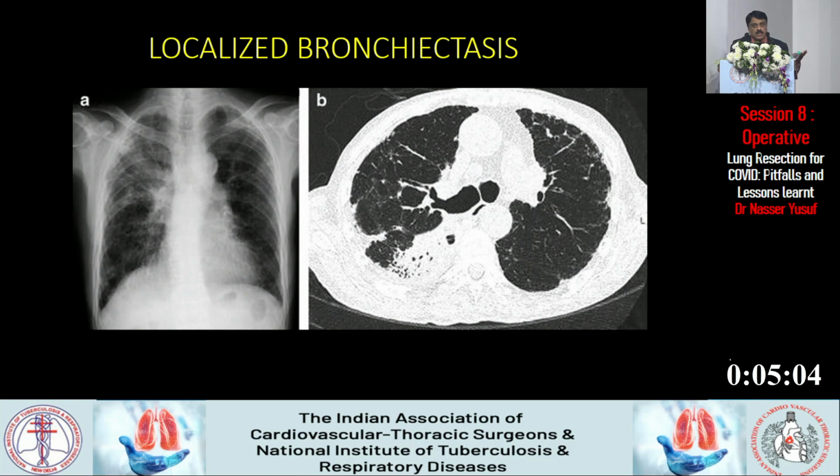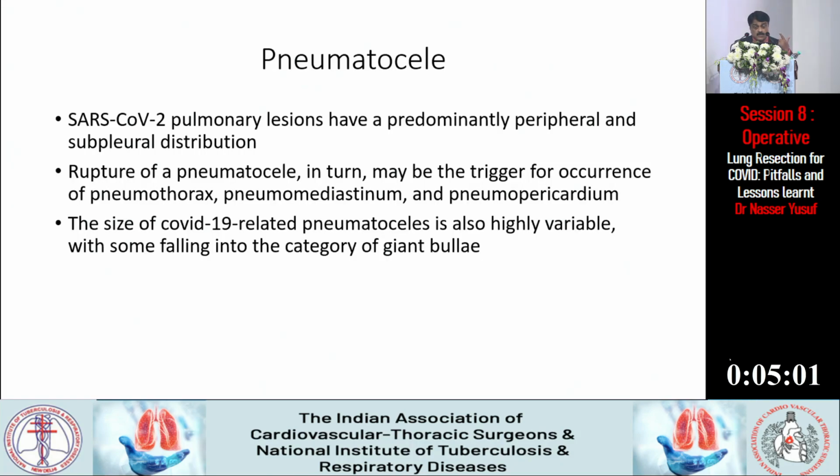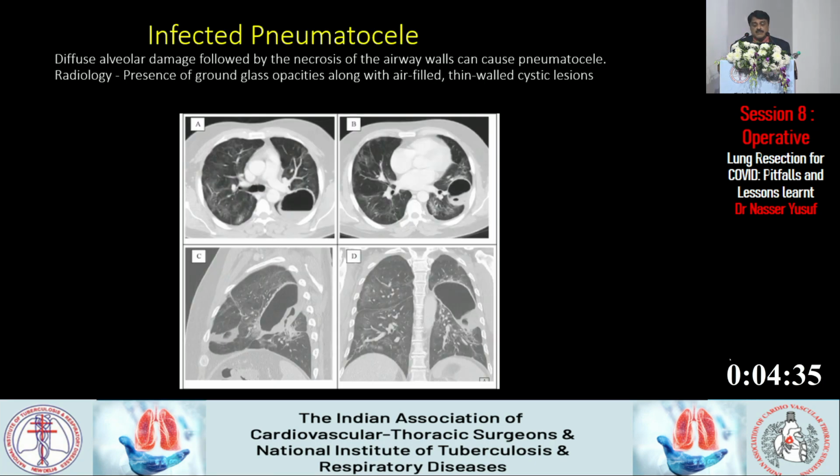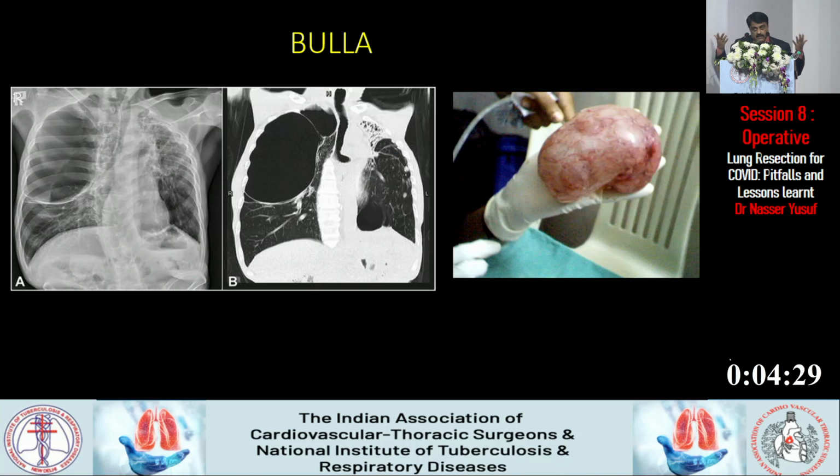Of course, bronchiectasis localized can be dealt with. Pneumatoceles are quite common. As pulmonologists, some of you would know, the importance of the pneumatoceles is most of them can be managed medically. Some continue to enlarge, rupture, and then trigger pneumothorax, pneumomediastinum, and pneumopericardium. So the size of the pneumatoceles which rupture is again variable. It could be a small one or a large one, and some of the large ones fall into the category of bullae. These can be excised with good result, allowing the rest of the lung to expand, and the exercise tolerance improves. This is a classical bulla which you see in emphysematous patients.